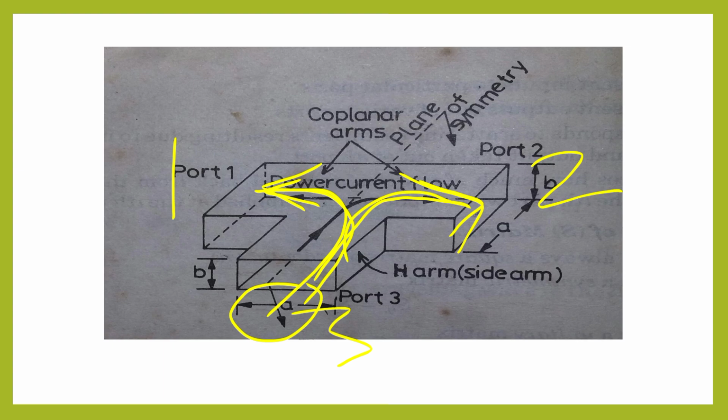Whereas in the case of E-plane T, we already observed that when we passed power through port 3, it is divided equally between port 1 and port 2, but 180 degrees out of phase. Whereas in the case of H-plane T, there is no phase shift between the power which is divided between port 1 and port 2.